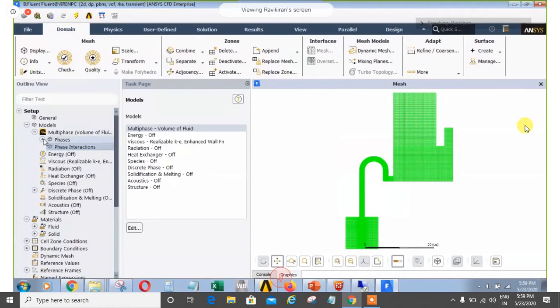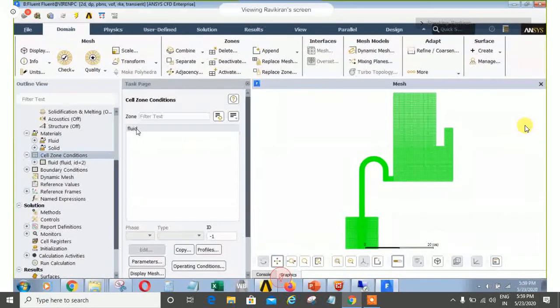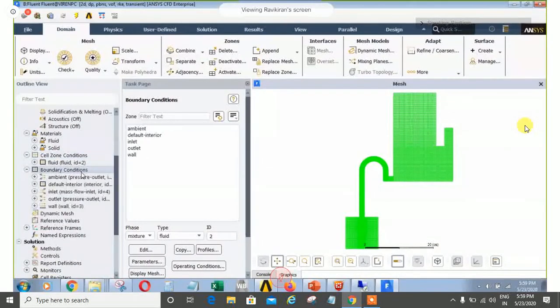Then when we are moving to the next step, that is nothing but the cell zone condition. In the cell zone condition, we don't have to do anything here. Then there comes the boundary condition setting. So in the boundary condition setting, when we are looking at the inlet, if you observe here the phases, in the phase, the default will be your mixture.